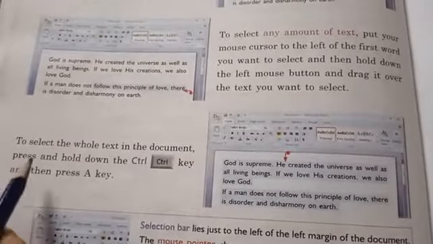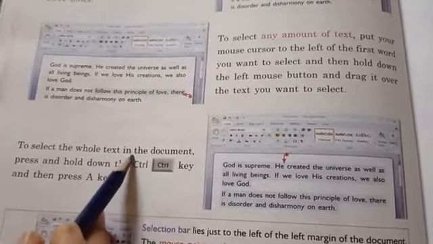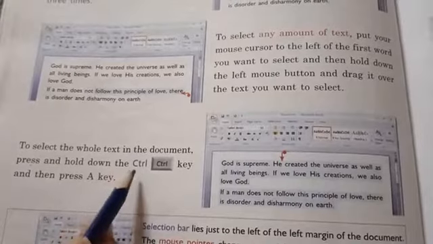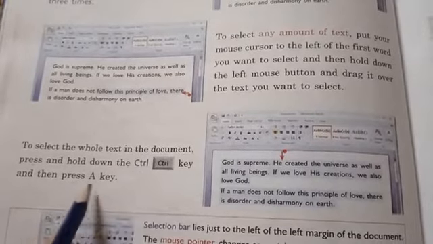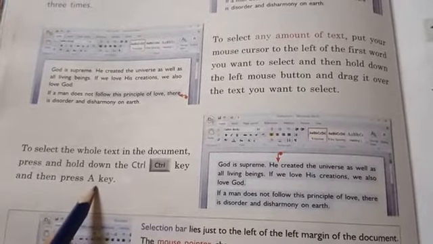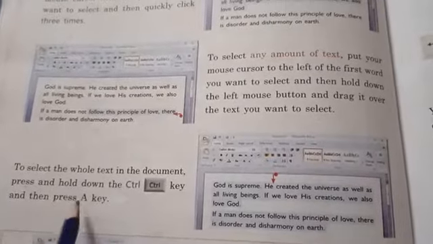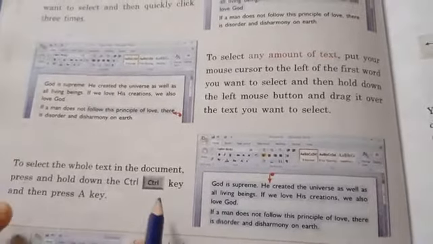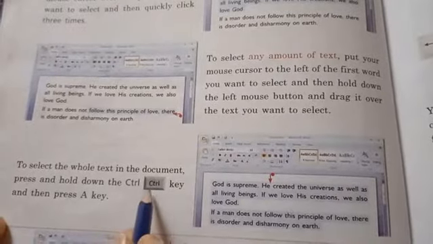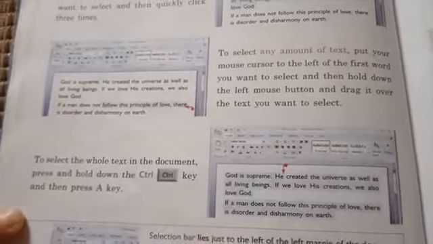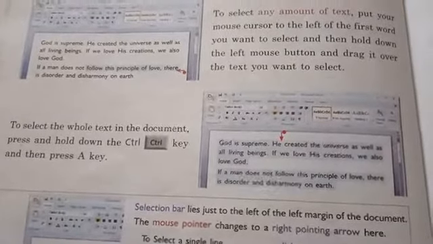Next, to select the whole text in the document, press and hold down the Control key and then press A. A means all, so to select all, you have to press the Control key and then press A. After that your whole text will be selected.